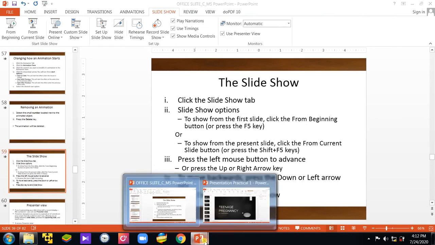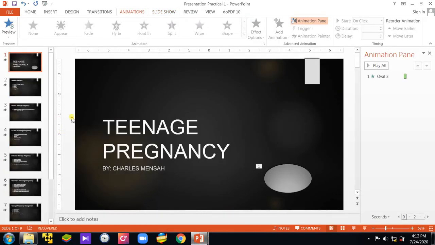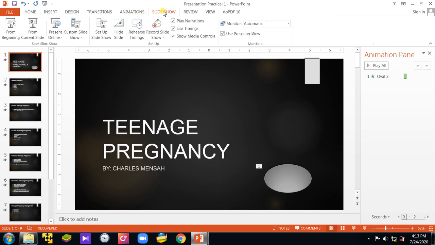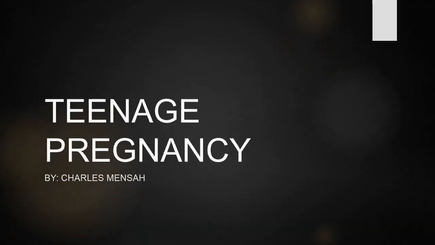Let us demonstrate this. So this is our presentation. To show the presentation in slideshow view or mode, we click the Slideshow tab. If you want the presentation to start from the starting slide, then we click the From Beginning button. Once we do that, the slideshow begins from the first slide.